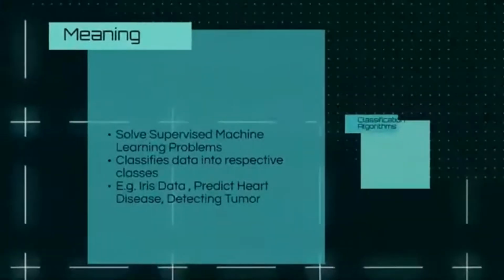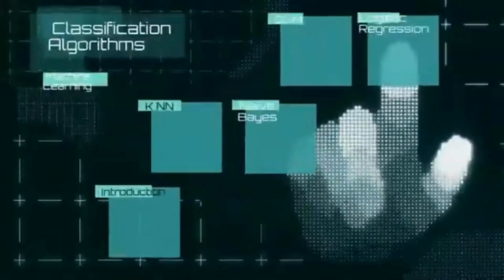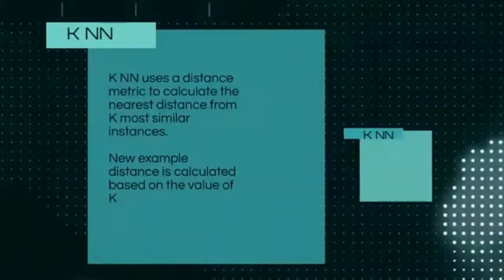So now let's move on to a short description of each algorithm. KNN is K nearest neighbor. What happens here is that it uses a distance metric to calculate the nearest distance from the K most similar instances. This distance metric could be any, but by default it is Euclidean distance, and it has a formula also. I'm not going into the formula calculations, but just to give you a basic introduction, it uses this distance metric to calculate the nearest distance of the neighbors.